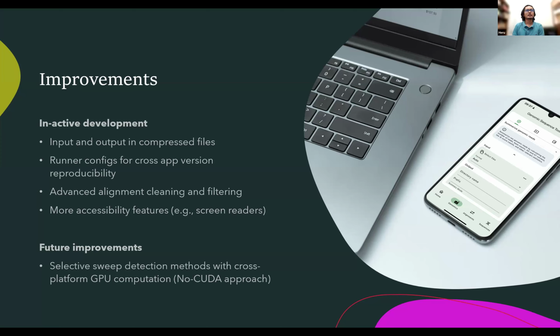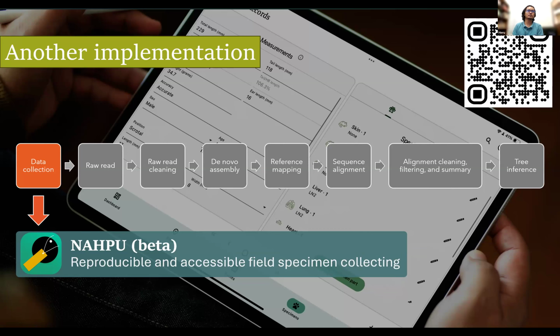This system has also been implemented in NAPU, which is a field digital catalog. The idea is that we want to make it more reproducible and accessible when field specimen collectors working at the museum collect specimens. But there are many aspects of the phylogenomic workflow that need improvement in the software.